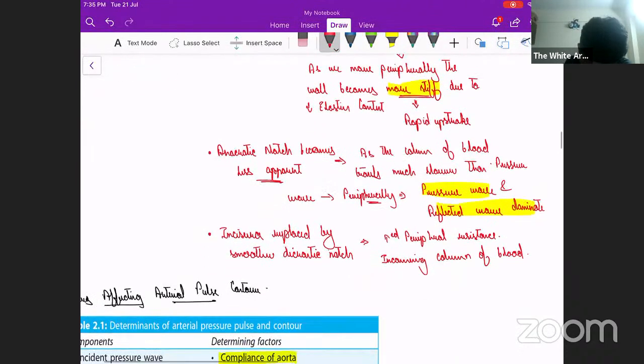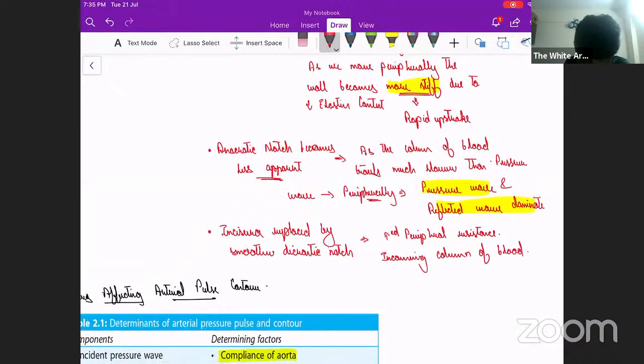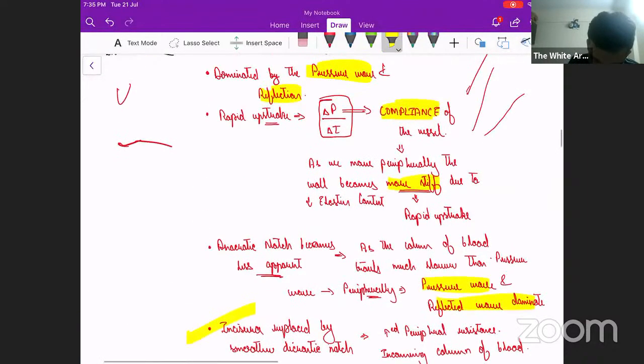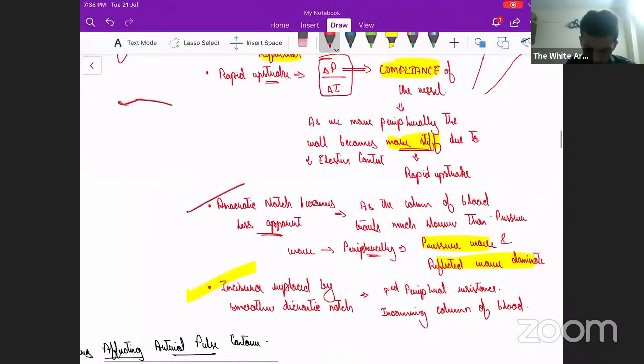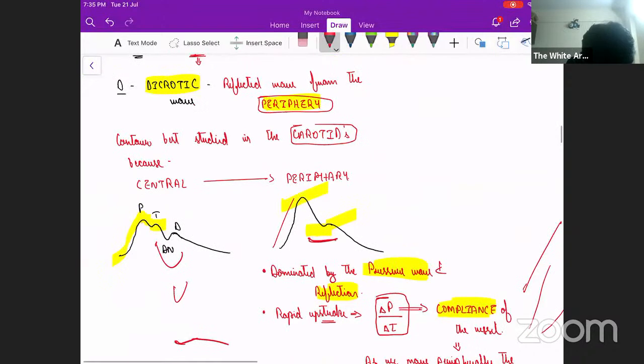Next is the incisura is replaced by a smoother dicrotic notch. The reason I gave was for this. Incisura gets replaced by a smoother dicrotic notch because of the increased peripheral resistance and the wave coming back faster. This notch which was there over here becomes like this. This one, the anacrotic notch, becomes less apparent. Why? Because peripherally it is just dominated by the percussion wave and the reflected wave. That is the reason.